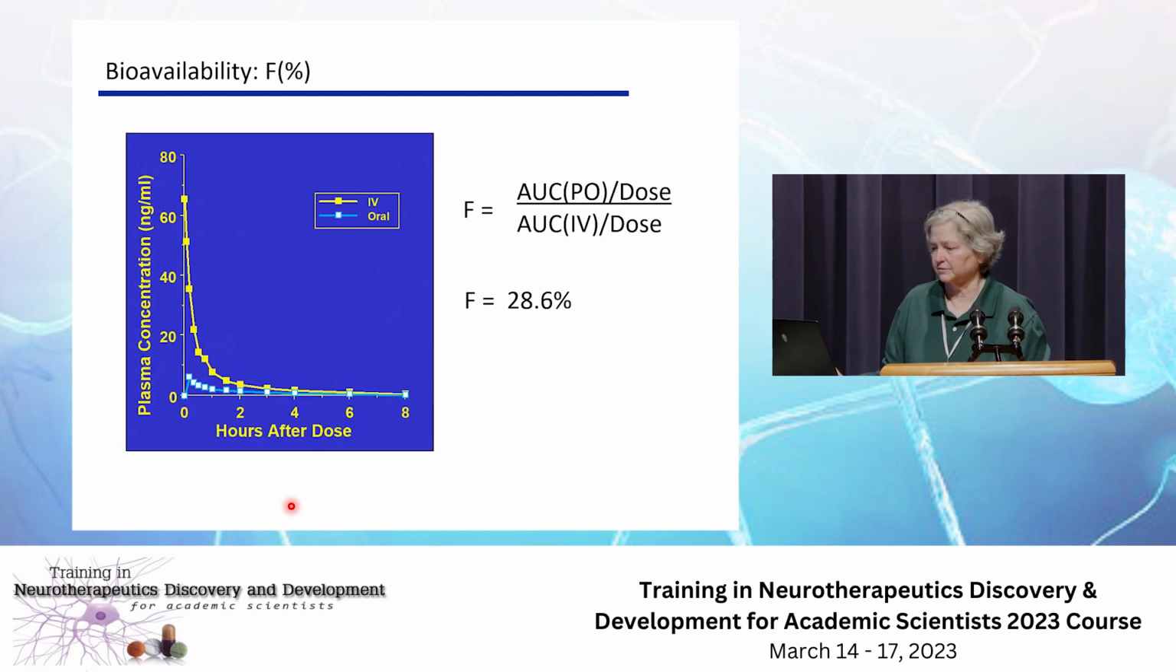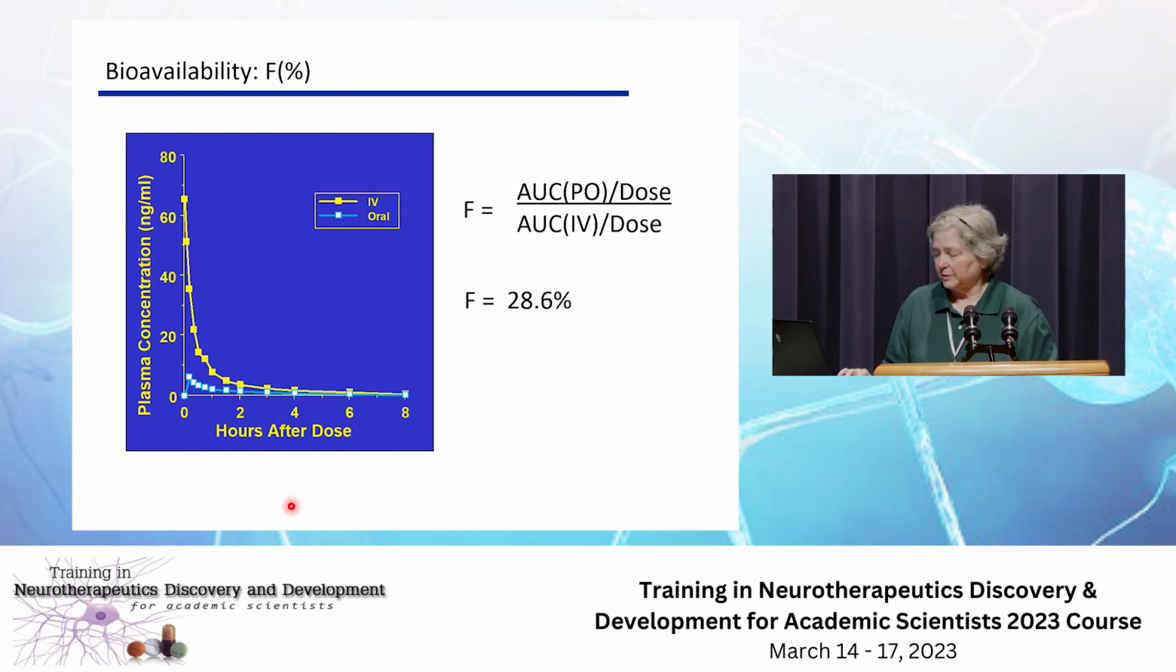What else do we use area under the curve for? Area under the curve is what's used to calculate bioavailability. Bioavailability will be abbreviated as F. F is the fraction of the dose that makes it into systemic circulation. And bioavailability is calculated using the area under the curve from an IV dose as 100% bioavailability. So what you're asking is what fraction of the oral dose compared to the IV made it into systemic circulation. In this case, when you look at this area under the curve compared to this area under the curve, the bioavailability is about 30%.